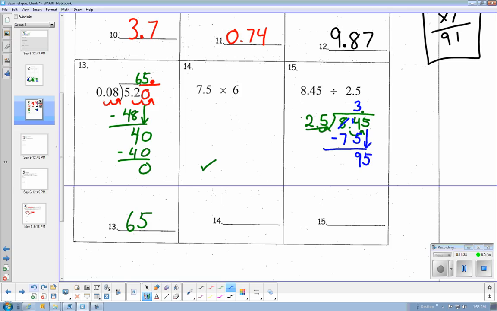25 goes into 95. Boy, that 95 is almost $1, but it's not quite. So it goes in there 3 times. And we know 3 times 25 is 75. Subtract it, and we get 20. We've run out of numbers to bring down, but that's okay. We can add a 0, bring that 0 down. 25 goes into 200, or think of $2. It goes in there 8 times. 8 times 25 is 200, and I subtract that, get a 0, and I'm done. So the answer to this one is 3.38.